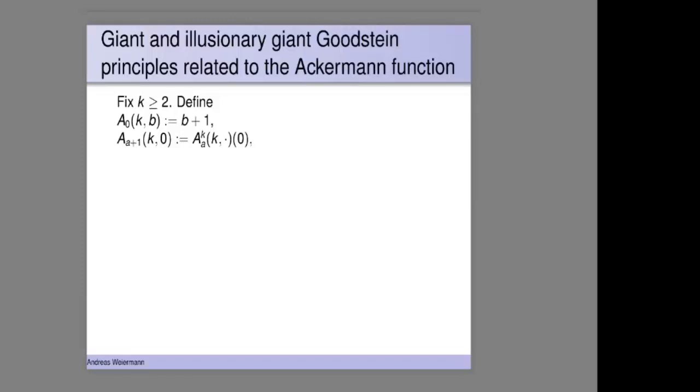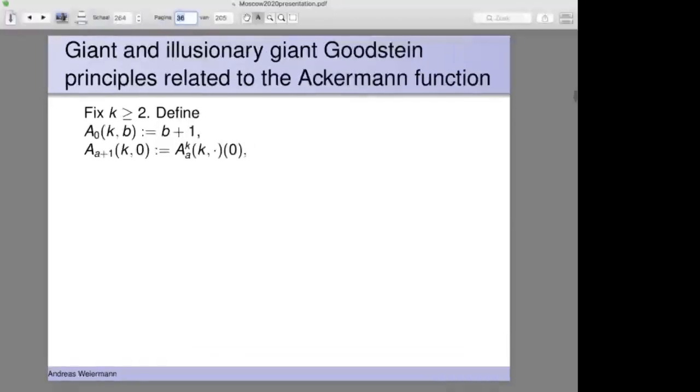What I'm doing now is taking iterates. I take the function A index a, I fix the k, but then I do iterates in the second argument. So I form a nesting, A index a of k of A index a, and that's difficult to understand, so let me try to explain it differently.